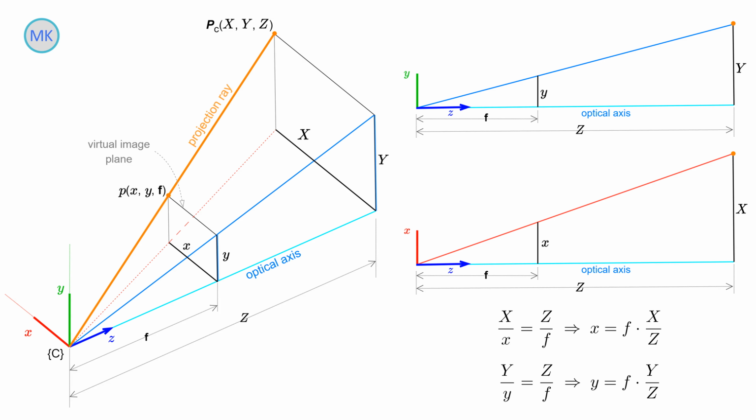Using similar triangles, we derive the projection equations. In the x-z plane, the ratio of capital X to lowercase x equals Z over f. Solving for x, we obtain x equals f times capital X divided by Z. Similarly, in the y-z plane we obtain y equals f times capital Y divided by Z.